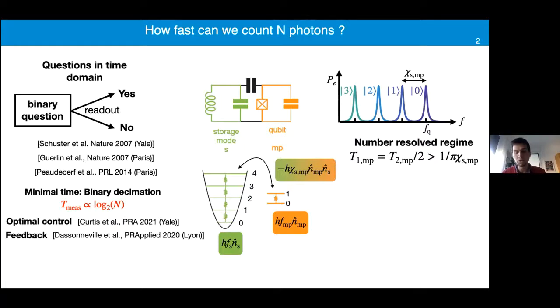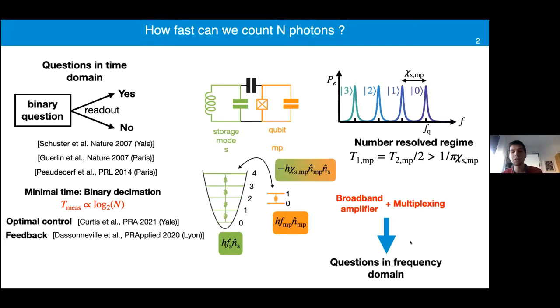Nowadays, we have access to quantum limited broadband amplifiers. We can also multiplex our measurement. So in fact, we can ask our questions in the frequency domain. What I mean by that is you can ask all your questions simultaneously and read out the answers at different frequencies. So let's see how we can use this frequency domain to improve photon counting.